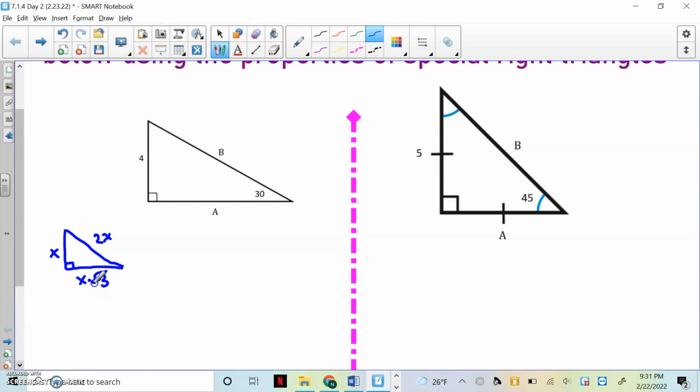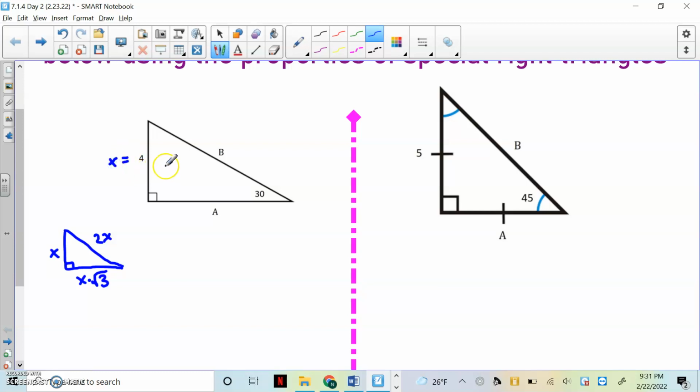Alright, so now, with that in mind, we want to go ahead and match the sides on this triangle to the sides on our model triangle. So we know that the information that we have right here is the shortest side because it's across from the smallest angle, the 30 degree. So 4 is going to be x.